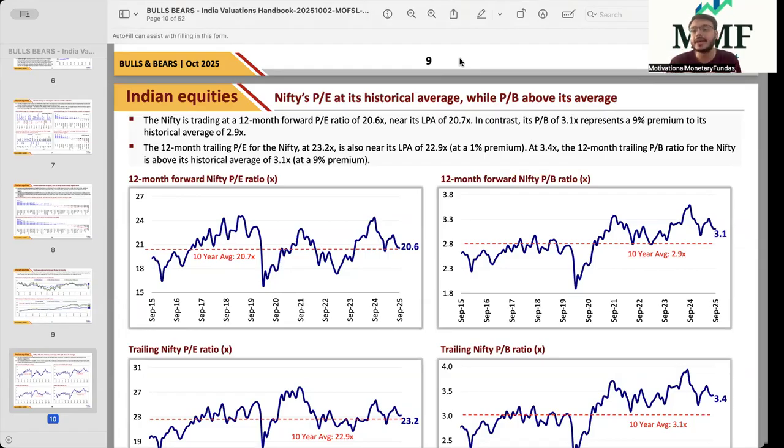But PB is trading at a premium. The price to book value is trading at a premium of 9%. Right. So Nifty 50, as of my understanding, should be valued based upon price to book value and not the price to earning. And why not? Because many of the companies which constitute Nifty 50 are heavy industries, asset-based industries like telecom companies, infrastructure, cement, and banking companies. All these companies are always valued based upon the price to book value metric and never price to earning. So I believe Nifty 50 is trading at a 9% premium.